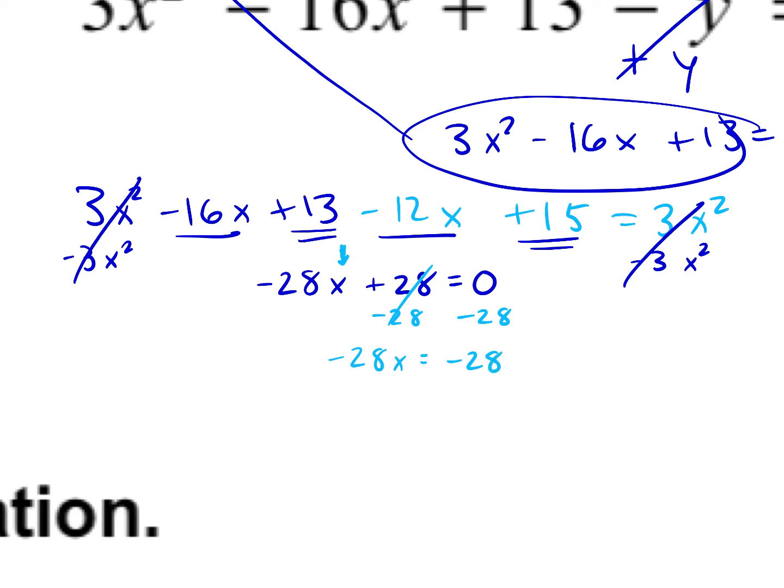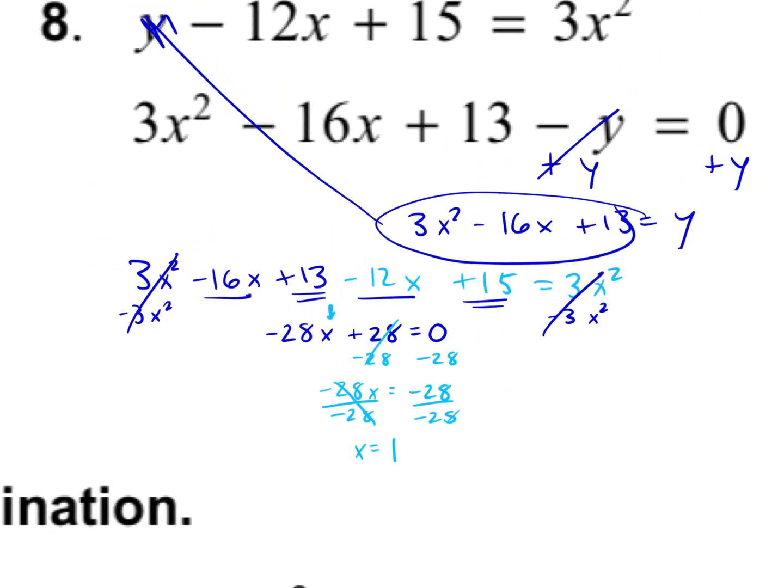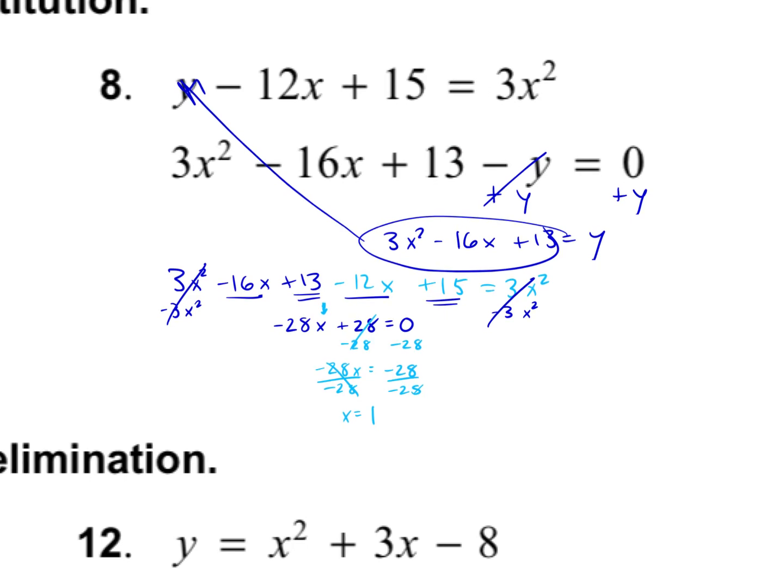What would I do next? Divide by negative 28. So x is equal to 1. So x is 1. Am I done? I need to plug it back in to find y.